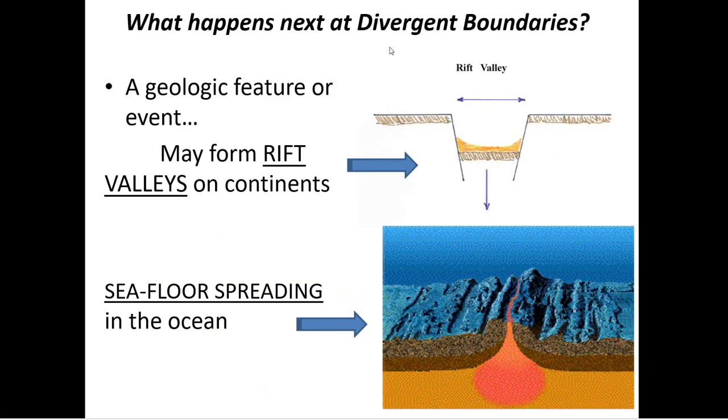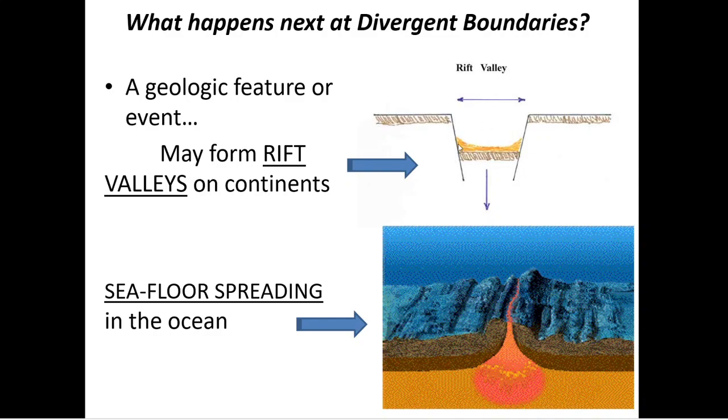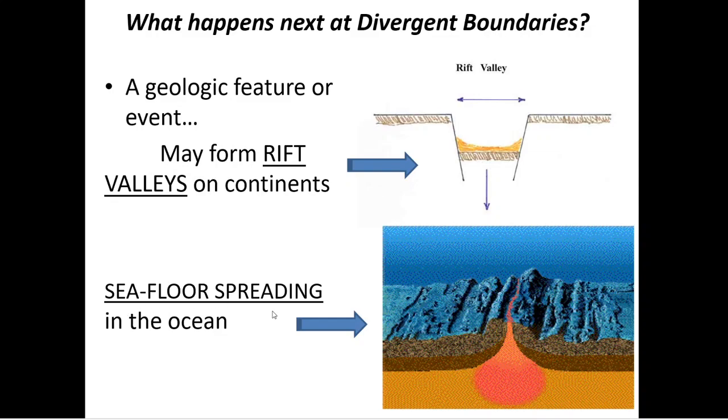And so what happens at a divergent boundary? It's a geologic feature or event and may form rift valleys. You may have heard of those on continents. So you might have these big dips in the middle of a continent where these plates have moved away from each other. And we see it a lot in the sea floor spreading. So we can see it under the ocean as well, okay?